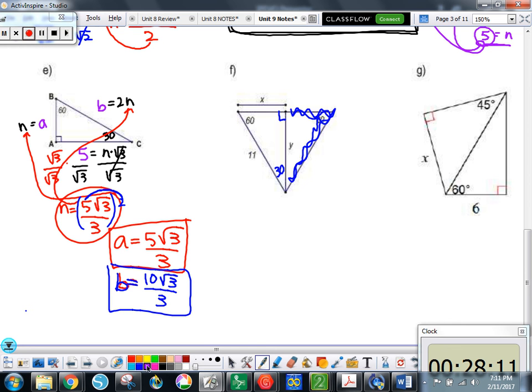And let's use our mad trig skills to solve this one. Across from the 30, you have N. Across from the 90, you have 2N. And across from the 60 is N square root 3.